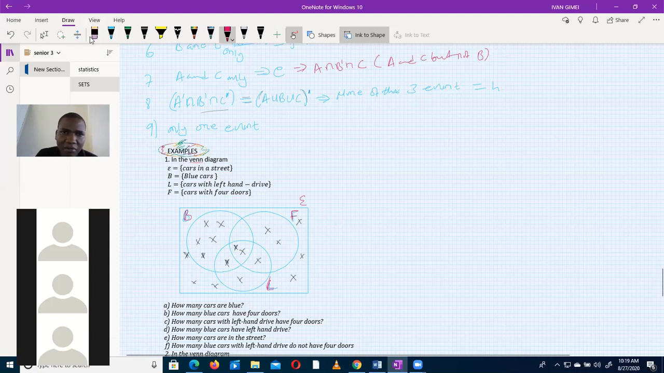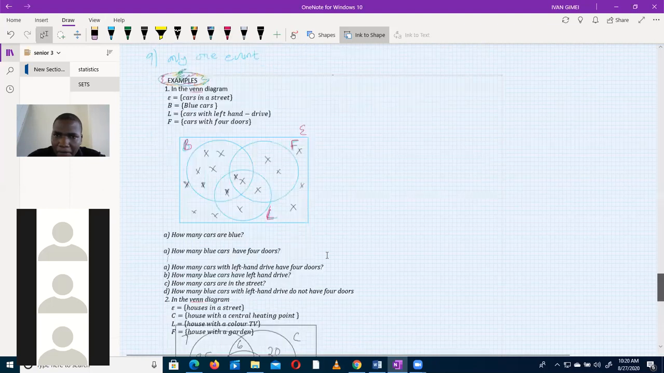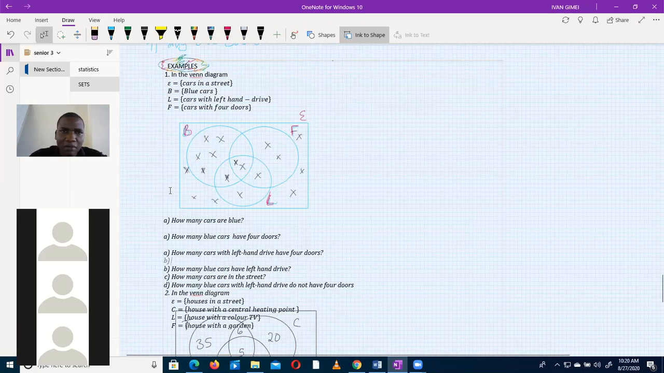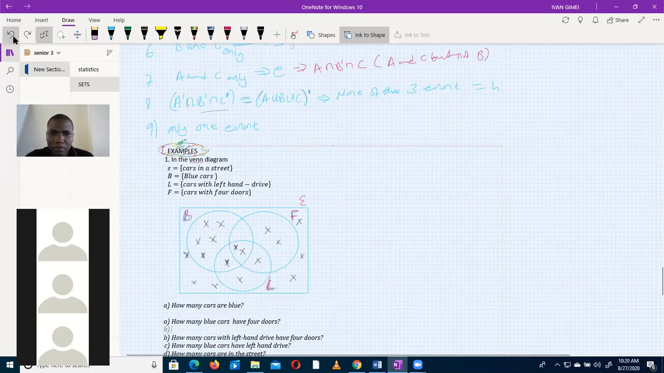How many cars are blue? Can I have the responses? We're discussing this because we want to get to know these terms very well. How many cars are blue? 8. There are 8 cars which are blue. Now I'm putting more problems this way. Let me undo what I'm doing. So there are 8 cars which are blue.